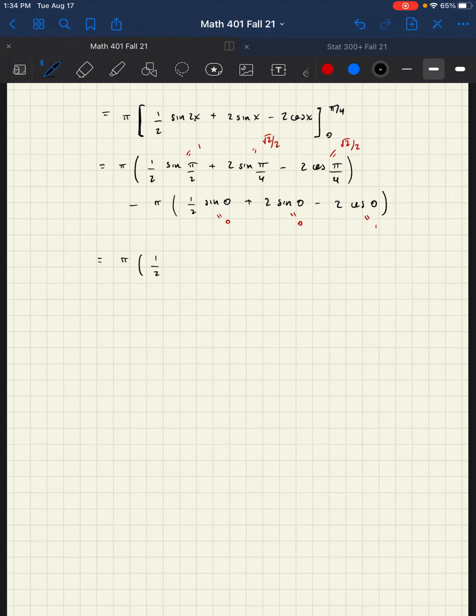Okay, now we replace everything. So that's going to be pi times 1/2 plus, and then root 2 over 2 times 2 is root 2. Minus 2 times root 2 over 2, which is root 2. Minus pi times negative 2. Okay, we're almost there. We're almost at the end. What this means then is these will cancel out, and that means we're left with 1/2 pi plus 2 pi, which is 5/2 pi. And that's our answer.